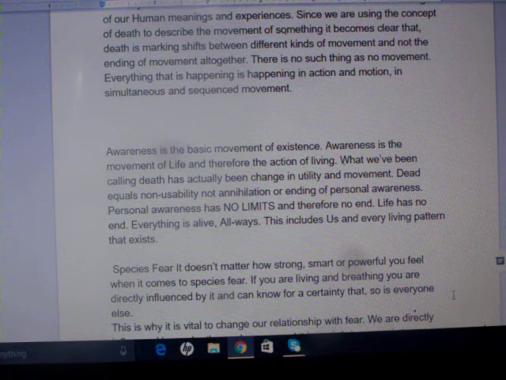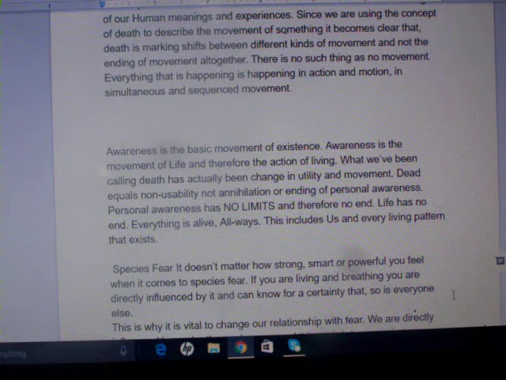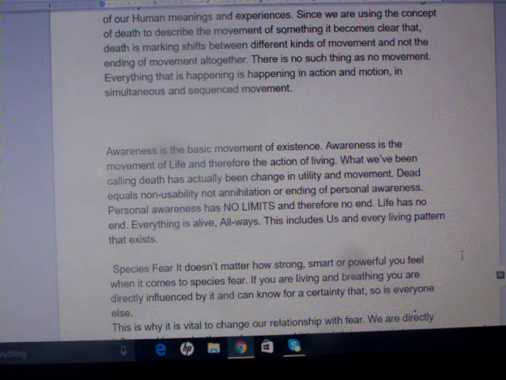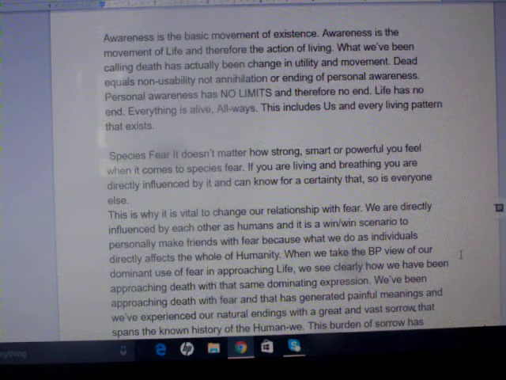What we've been calling death has actually been change in utility and movement. Dead equals non-usability, not annihilation or ending of personal awareness. Personal awareness has no limits and therefore no end. Life has no end. Everything is alive always. This includes us and every living pattern that exists.